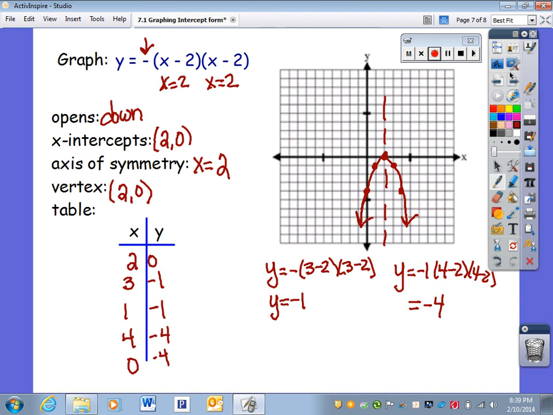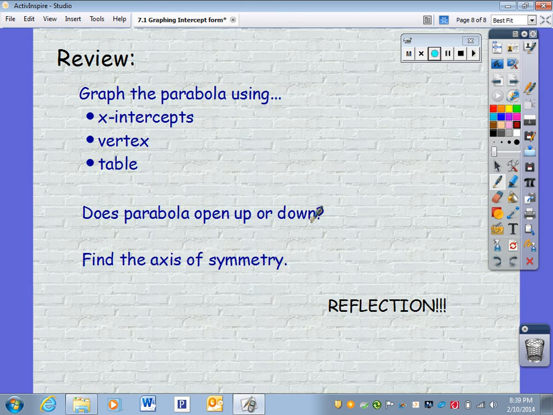Okay, now let's review. The first thing you want to do when you're graphing your parabola is to make sure to find the x-intercepts using your intercept form. Then we add the two together and divide by 2 to find the vertex, and then make sure you pick other points to complete the table. But remember, if you find one point, you can reflect it to the other side without having to do any calculations.